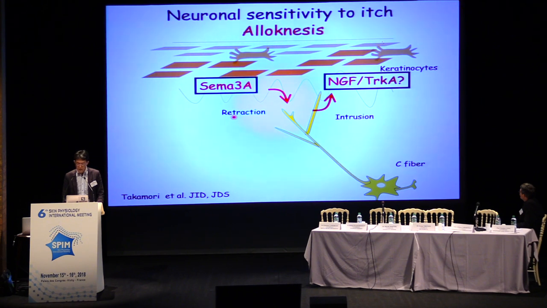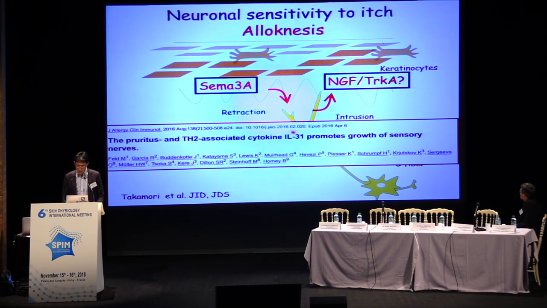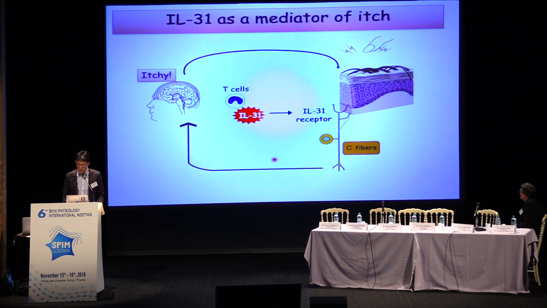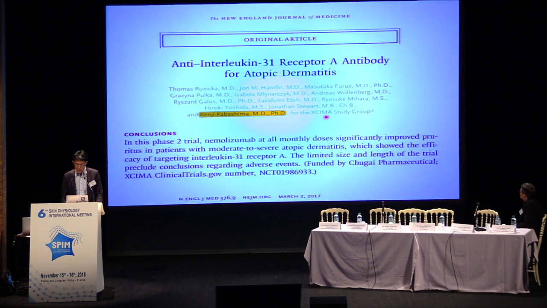untreated sites. And one of the key factors regulating peripheral nerve distribution in the skin is IL-31, which was reported by Bernhard Homey's group in Germany. And there are several papers suggesting that IL-31 may act on peripheral nerves to induce itch. So we started making an IL-31 neutralizing antibody about 10 years ago with a small Japanese company, Chugai. And right now we reported anti-IL-31 receptor may be useful to control atopic dermatitis itch.